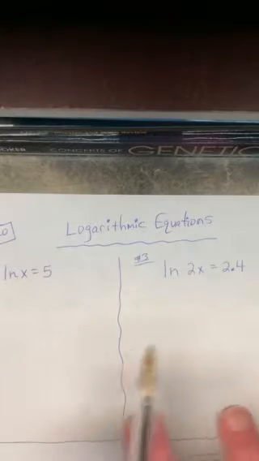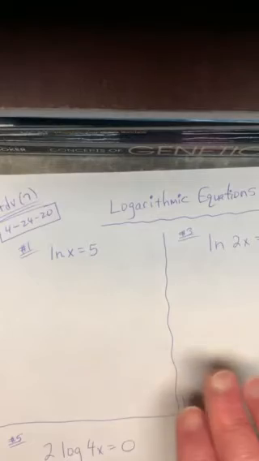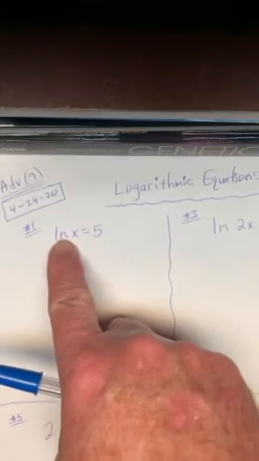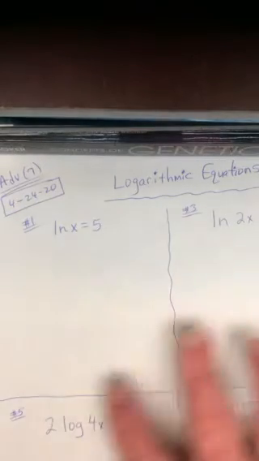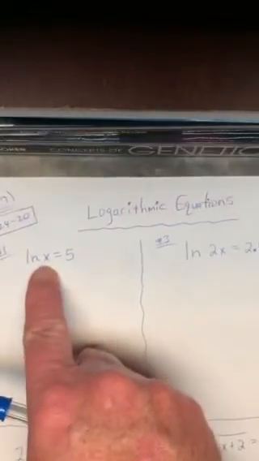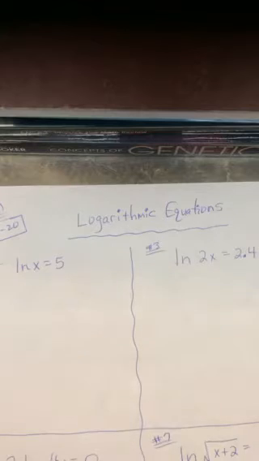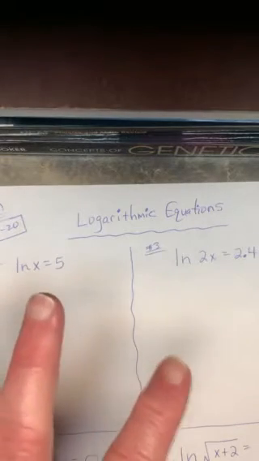Now the equations we're going to solve all have the word log somewhere in them. It could be an ln, natural log. Could be log, a common log. Heck, it could say log base 7 or log base 8. So any equation that you're solving that has the word log already in it, of course, is called a logarithmic equation.